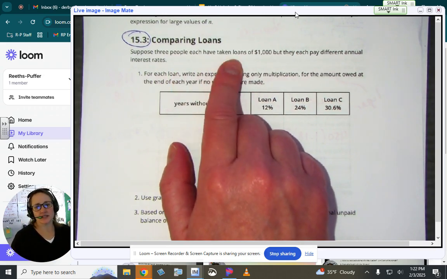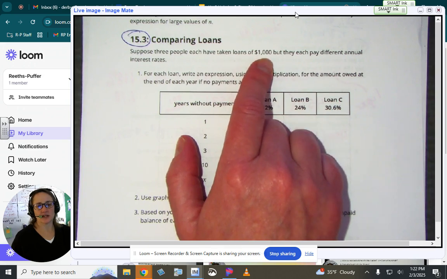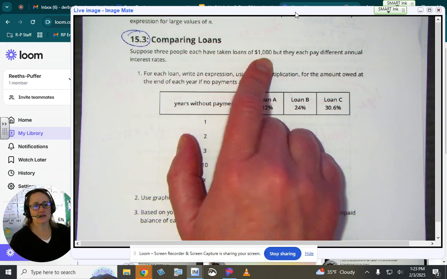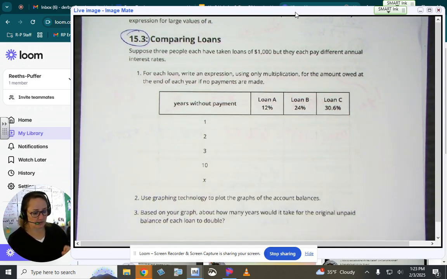Suppose 3 people have taken out loans of $1,000, but they each pay different annual interest rates. This is so true, right? Everybody has what's called a credit score. They check how well you pay your bills on time and the full amount that you're supposed to pay. And if you are a risky person, like if you don't pay on time or you don't pay the full amount, they're going to charge you more in annual interest rates because they want to make sure their money is safe and protected.